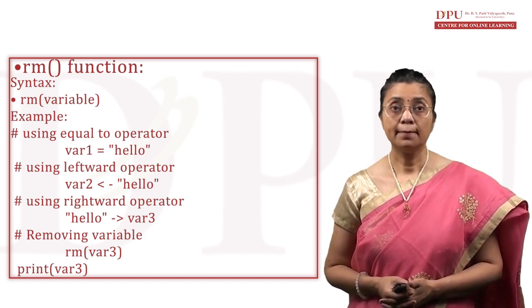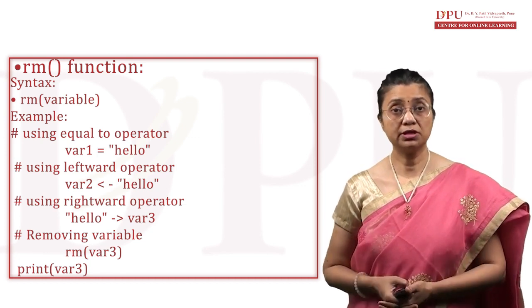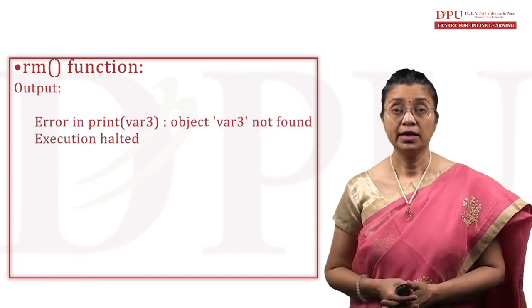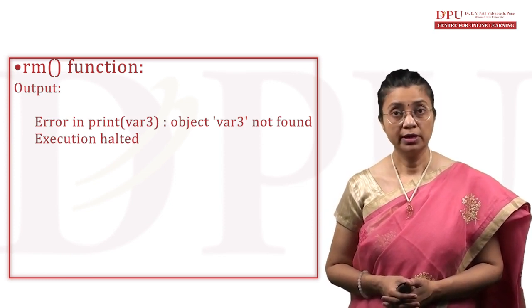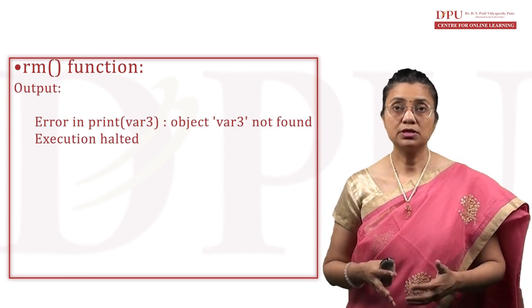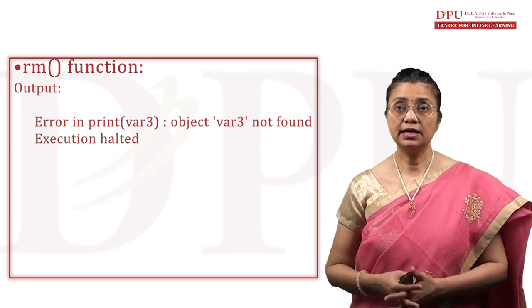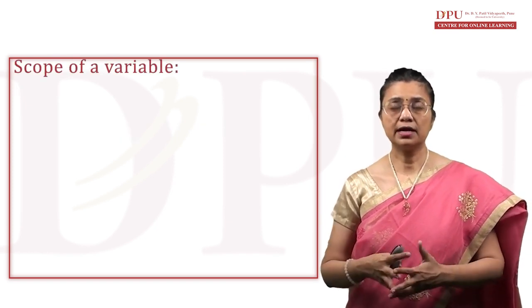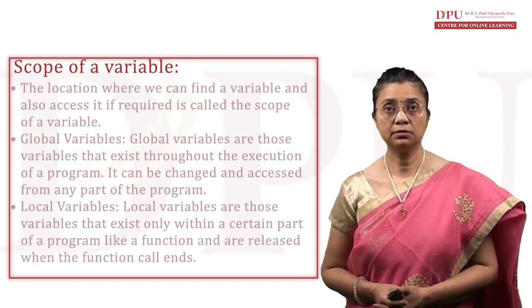So you can see the next command is print(var3), which means I am printing the value stored in var3. When I write print(var3) and I run the program, the output says: Error in print(var3): object 'var3' not found. Execution halted. So you can see over here, since I have removed the variable var3, the execution is halted.